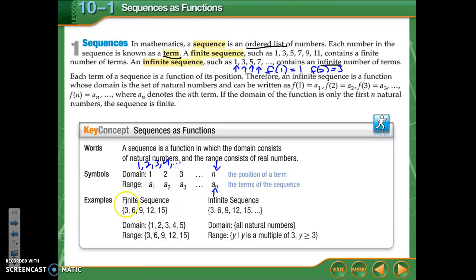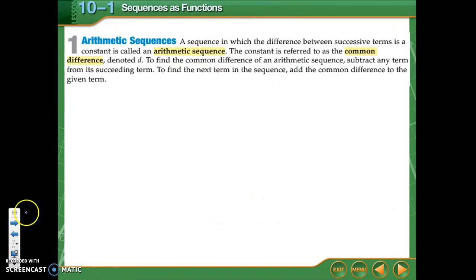If we look at this sequence here, the domain is 1, 2, 3, 4, 5 because there are 5 terms, and the range is 3, 6, 9, 12, 15. Those are the actual numbers. Here, my domain is all natural numbers because it goes on forever, 1, 2, 3, 4, 5, 6, 7, 8, 9, 10, and so on. And my range is all y values that are multiples of 3 because this sequence has a pattern: 3, 6, 9, 12, and so on.